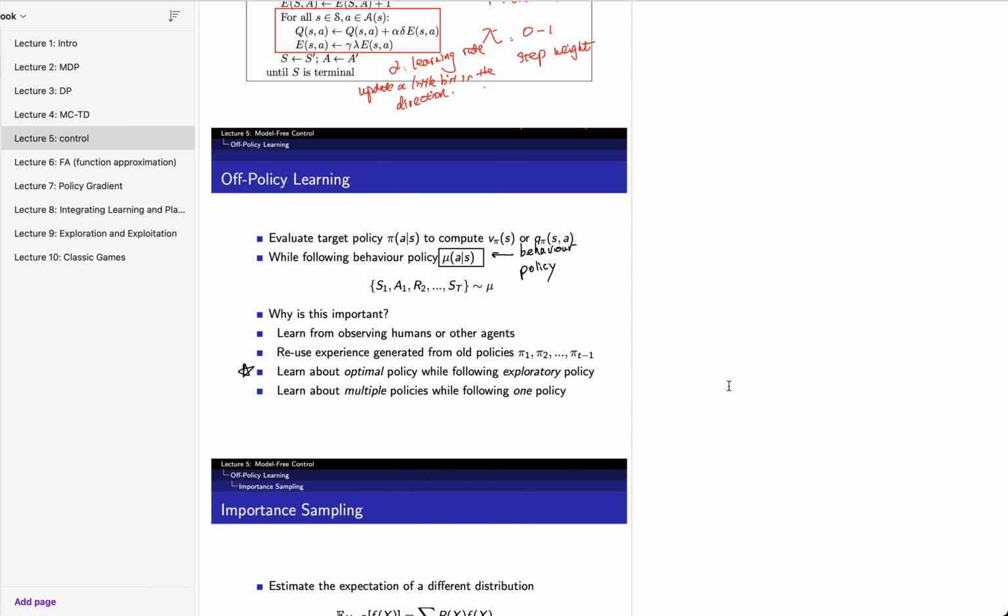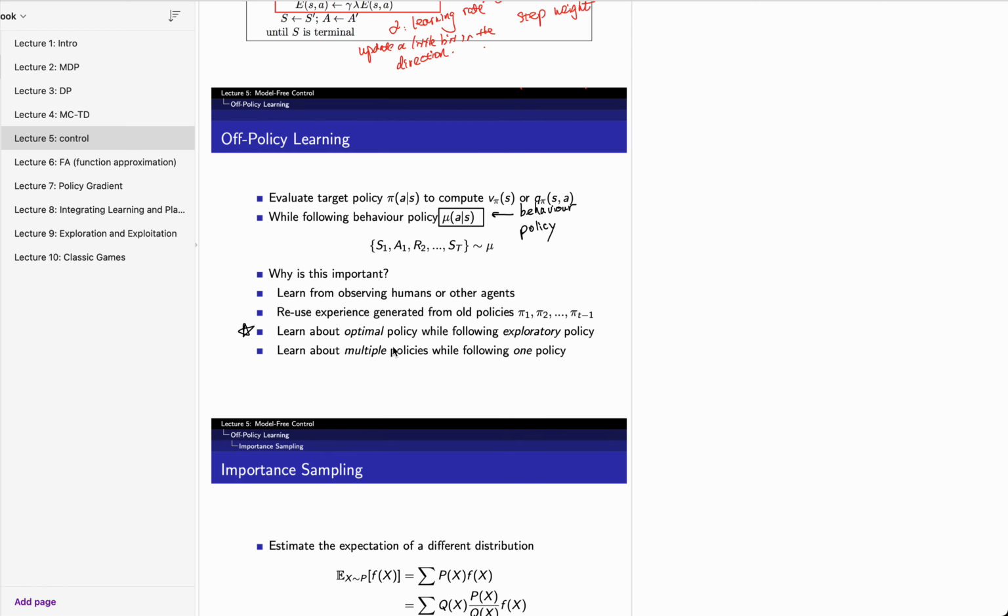So far we talked about on-policy learning. The lecture continues to talk about off-policy learning, basically using a behavioral policy mu to update the current policy pi. Why is this important? You can learn from observing humans. Like I mentioned earlier, you can watch soccer games in order to learn how to play soccer. You can reuse experience generated from episodes. So while you're practicing in the soccer field, you can also use your previous experiences to help you learn about the optimum policy while following exploratory policies.